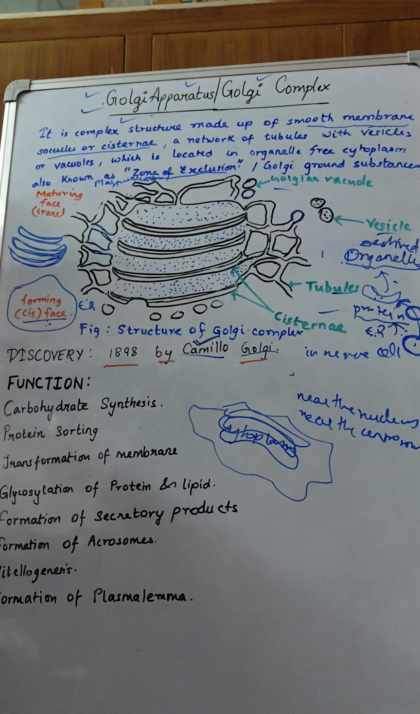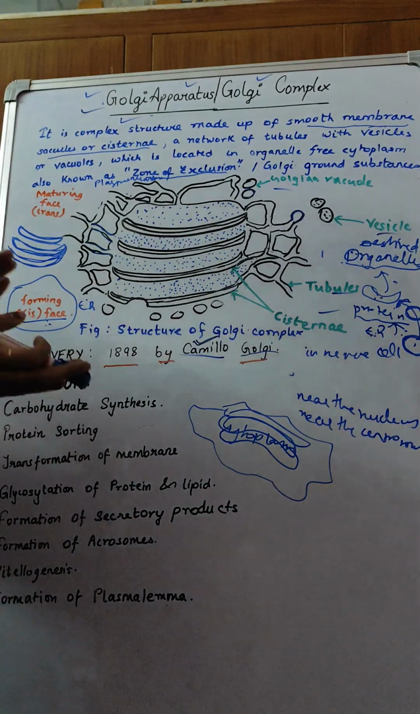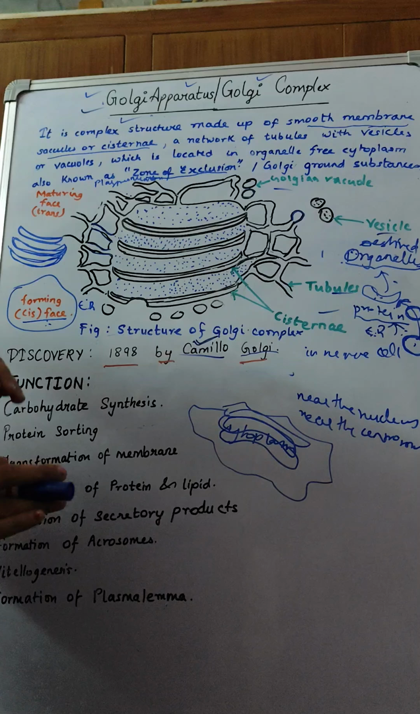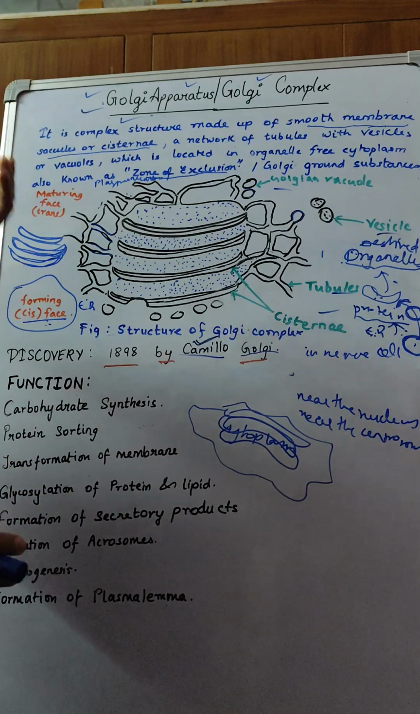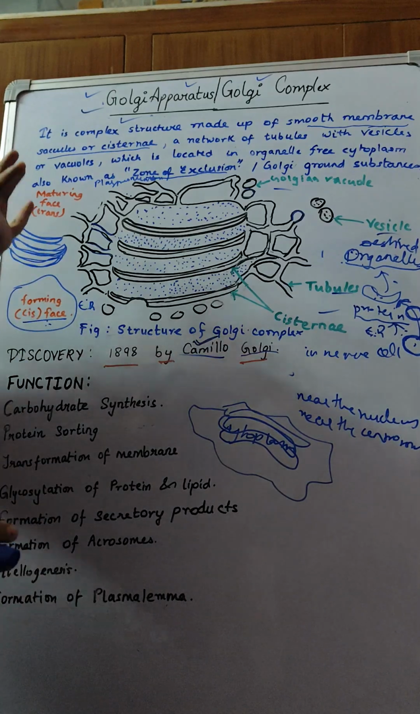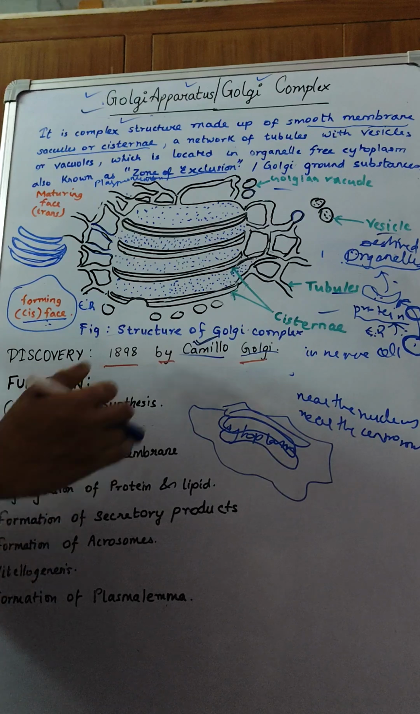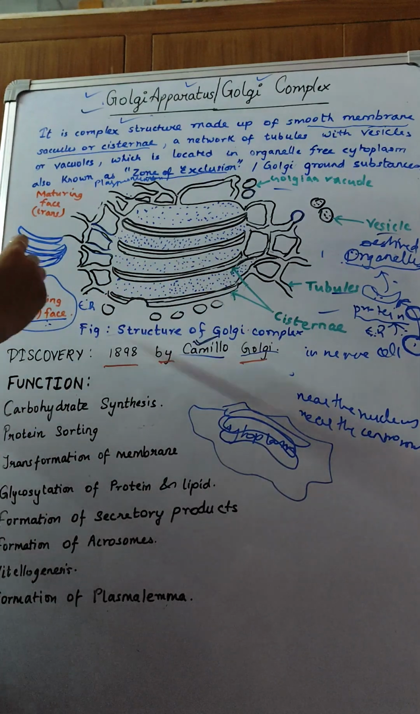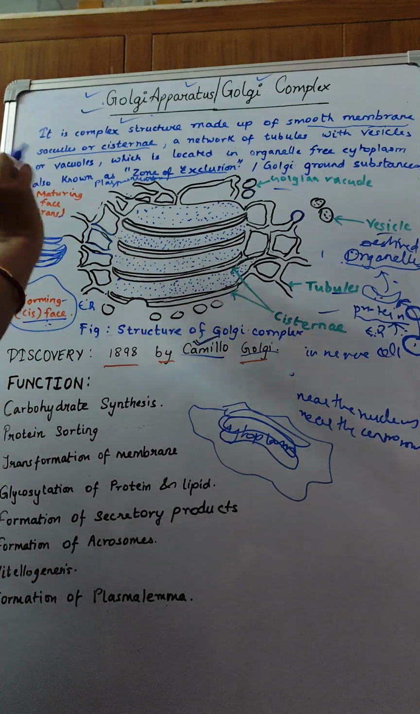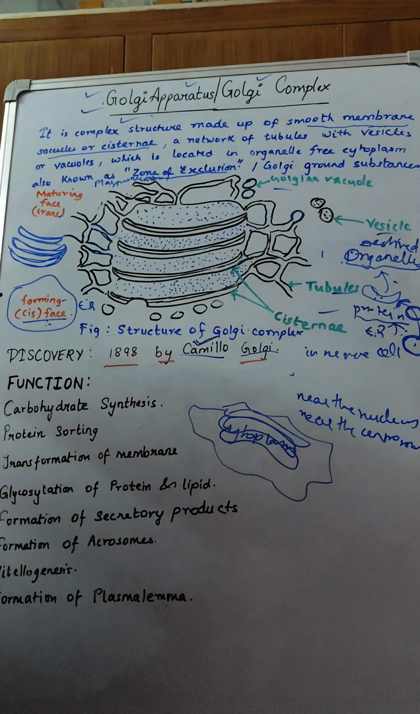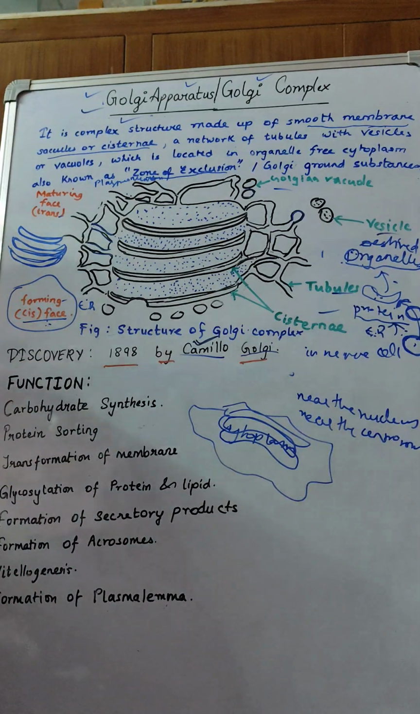So it is said that the movement of any material that has to be transported will be from the cis phase to the trans phase. Cis phase is generally the forming phase, and trans phase is generally the maturing phase. So you have to remember this point.